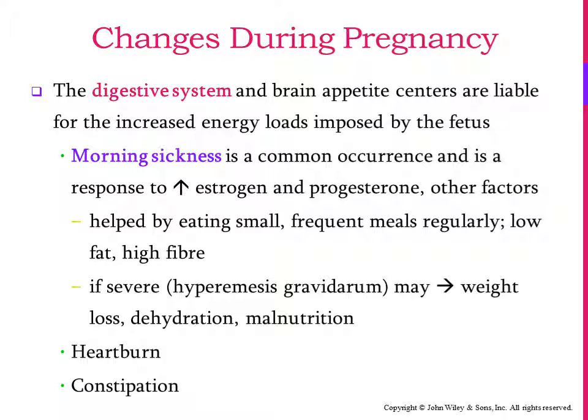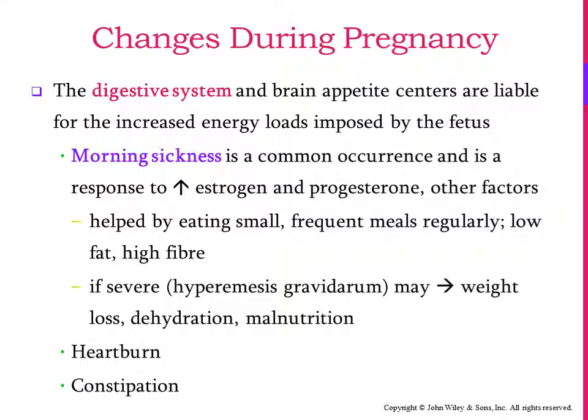So dry foods, high in fiber, smaller meals often help alleviate the morning sickness. If it's very severe and the female is vomiting excessively and losing a lot of fluids and electrolytes, we call that hyperemesis gravidarum, and it can lead to dehydration and malnutrition. Under those situations, the mother might be assigned to bed rest and IV treatment.